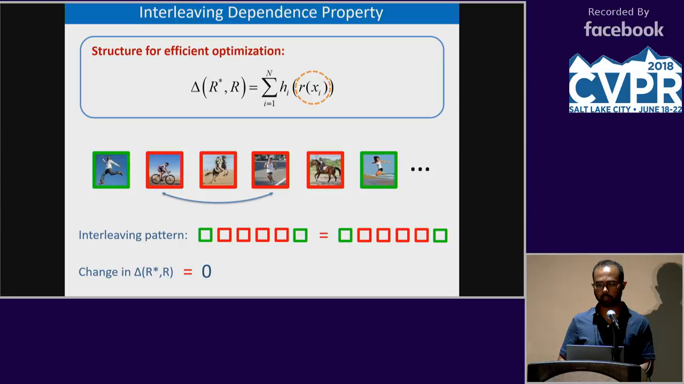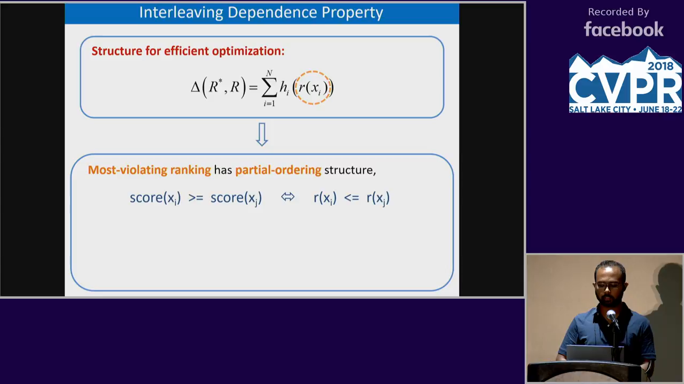So now the most violating ranking would have a partial ordering structure, which looks like this: if a negative sample has a score that is greater than the score of another negative sample, then the interleaving rank of the first sample should be less than the interleaving rank of the second one.